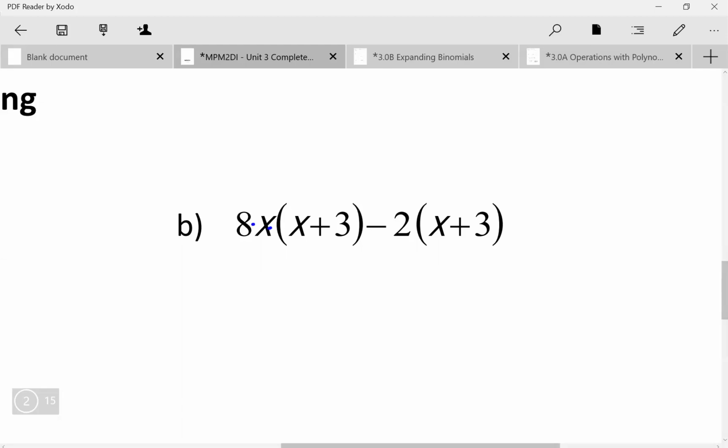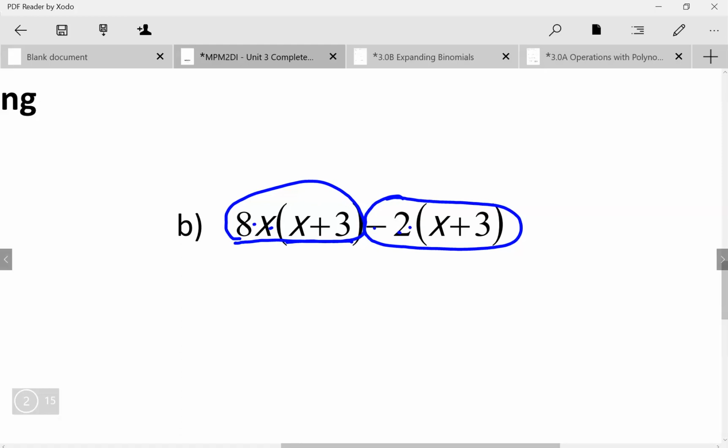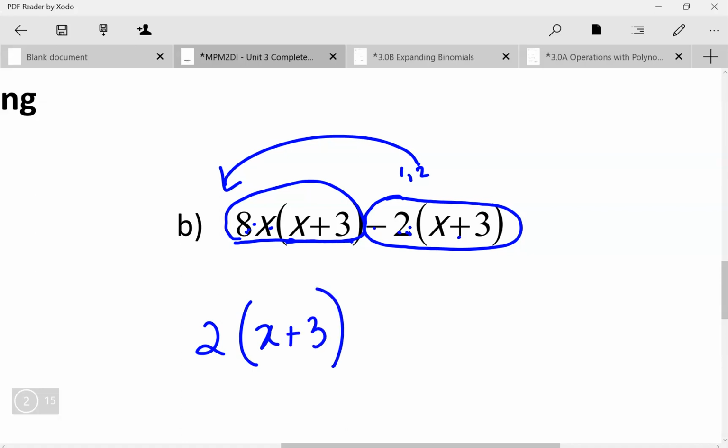8 times x plus 3, negative 2 times x plus 3. So again, I'm looking for something in common between this part and this part of the expression. And what I can see here is that I do have an x plus 3 that is common in both parts. What I also have common is I have to look at the numbers. I have 8 and a 2. So the factors of 2 are 1 and 2, and I see that 2 goes into 8. So I can factor out a 2 and an x plus 3 out of these terms.